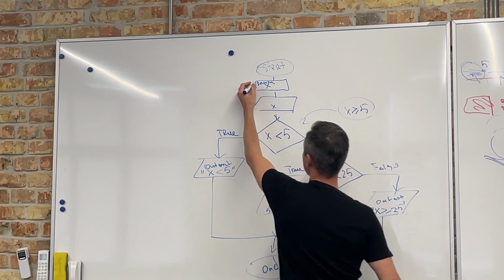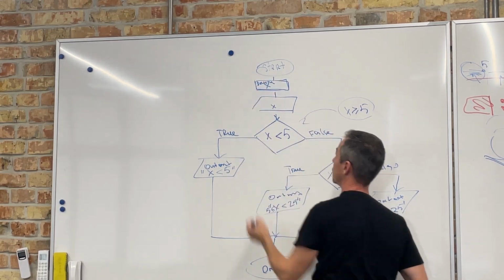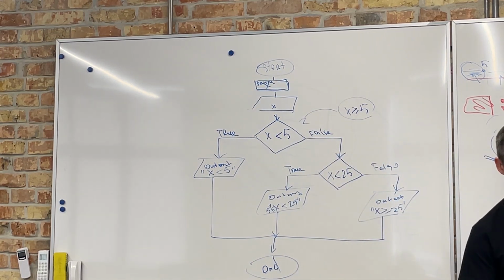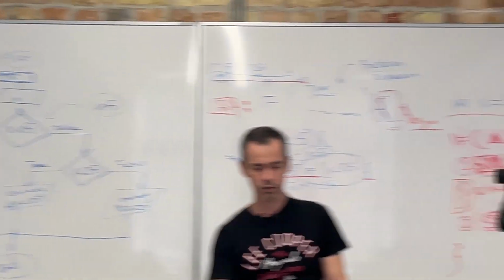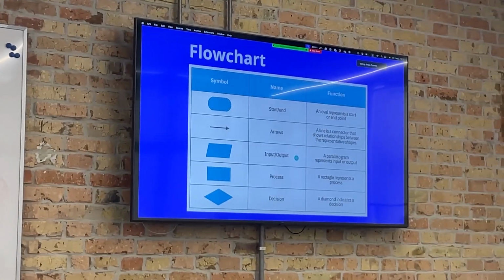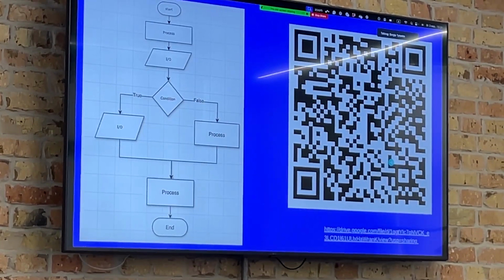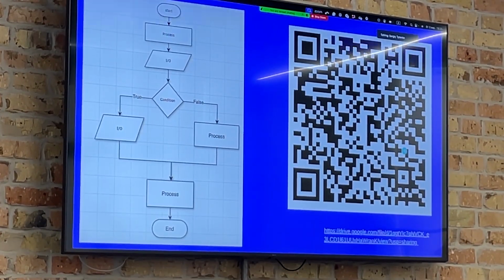This is some process, just an inner process in our program without input-output. And this is where we use rectangle. So rectangle is process. This is input-output. This is condition. This is end. This is start. So come back to these definitions, all of them are here on this board. And you should be able to create this kind of diagrams.